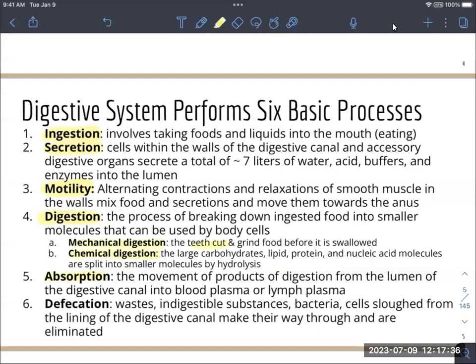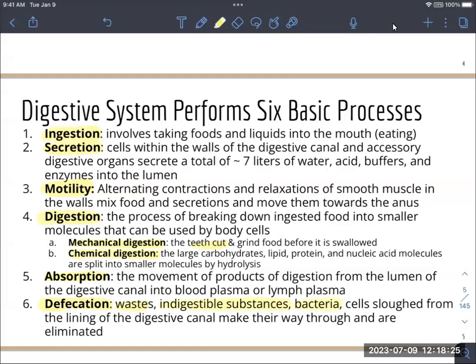So absorption is where things have been broken down far enough that we can actually absorb them into our system. And then that defecation. Defecation is getting rid of any wastes, any indigestible substances. There are parts of our diet and foods that we eat that are not digestible. So like a lot of leafy greens for salads, a lot of those starches are not digestible. They act to help bulk up those feces. That's a lot of those indigestible substances.